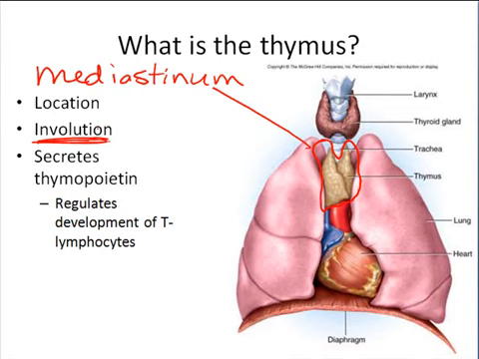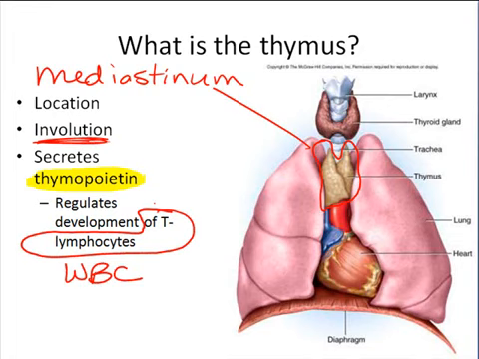As we age, it gets smaller and smaller until in people who are very old, the thymus is very small in size and is principally replaced almost entirely by adipose tissue. The purpose of the thymus gland, its main job, is to manufacture and secrete a very important hormone called thymopoietin. Thymopoietin is a hormone that is critical for the proper development and maturation of a special type of white blood cell called a T lymphocyte.